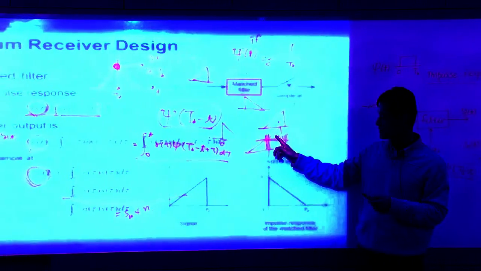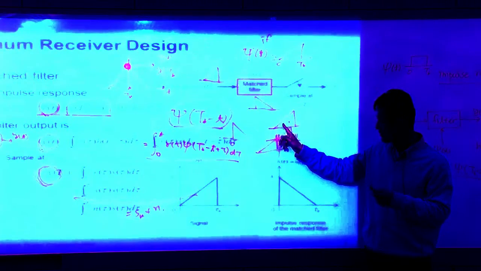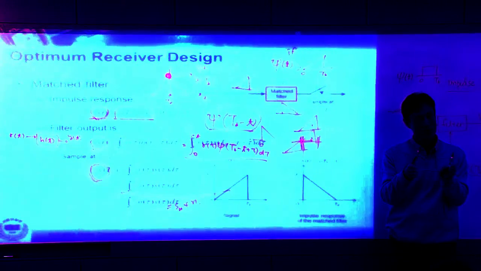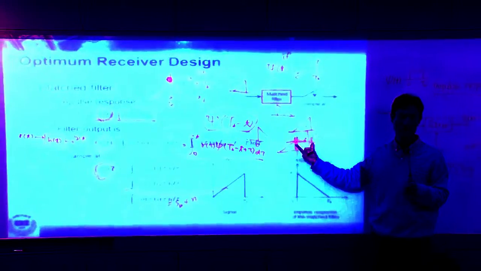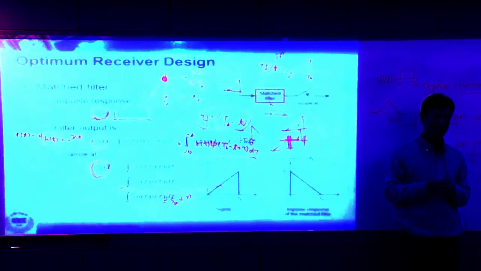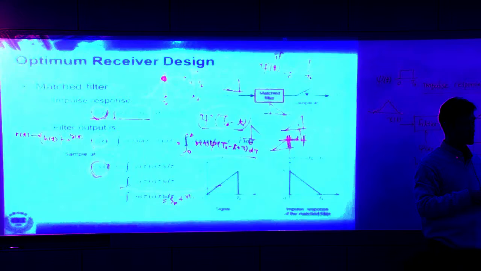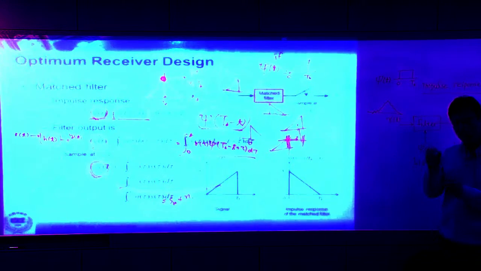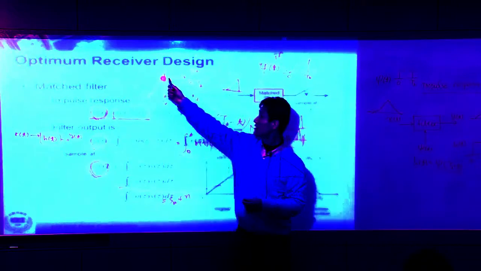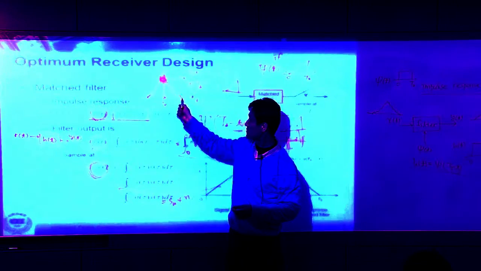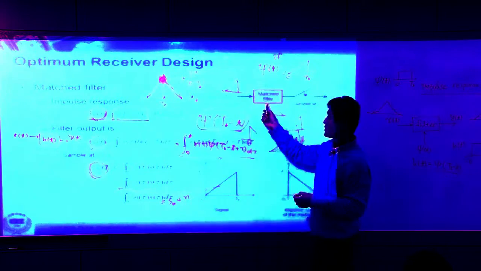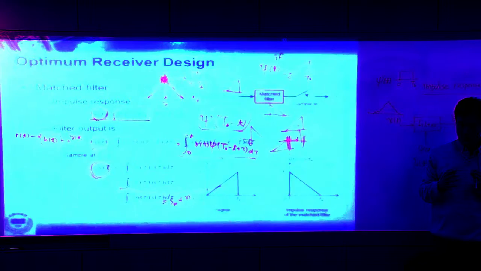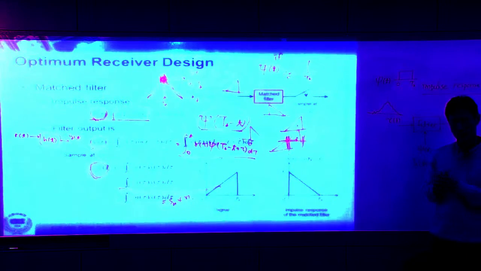Why? Because our filter response is matched to the input. So these two are matched. They look exactly the same when you get a perfect time matching, and that's the maximum value you can get. Because both look exactly the same and are time synchronized, you get the perfect maximum, like this. So that's why this filter is very special: your filter response is matched to the input.